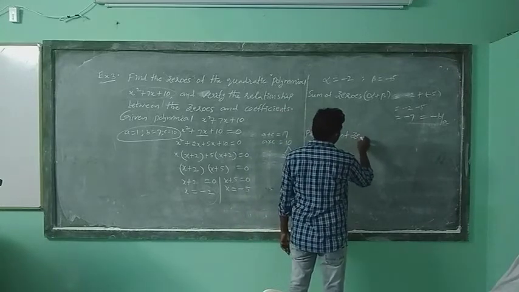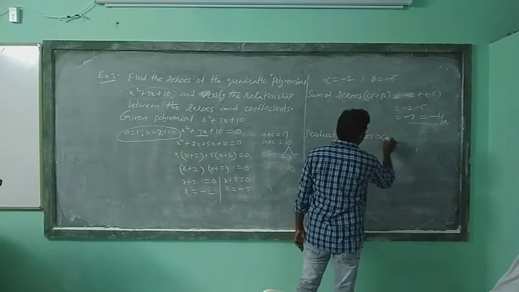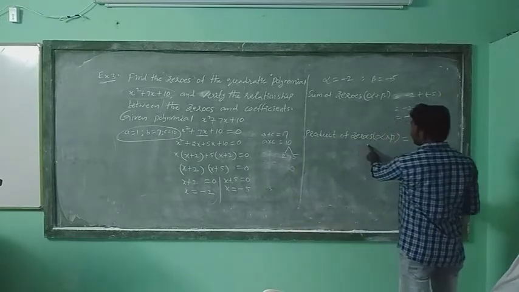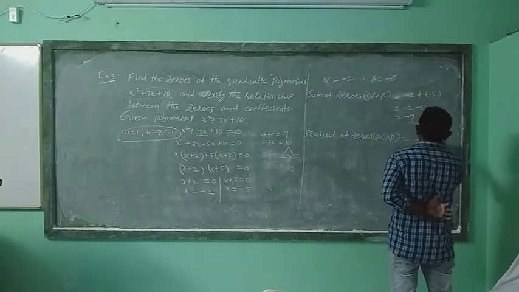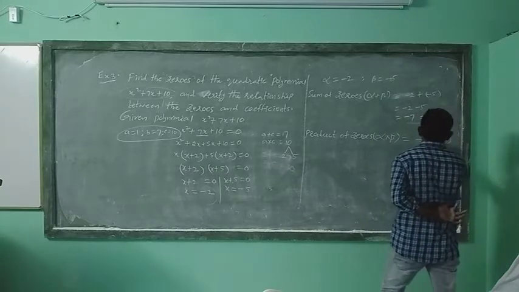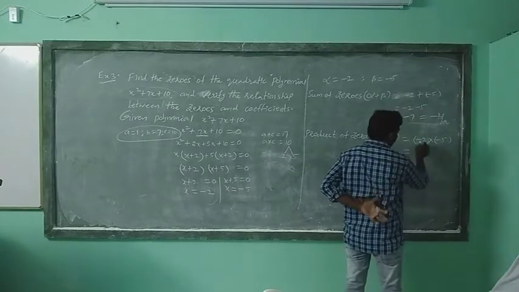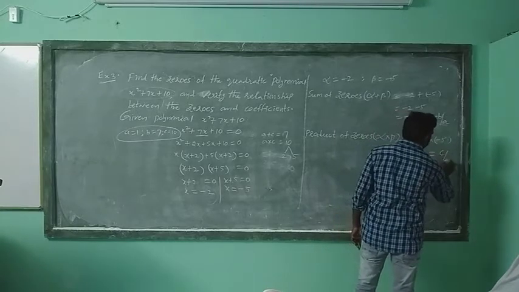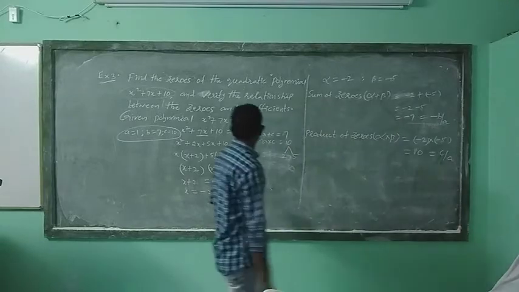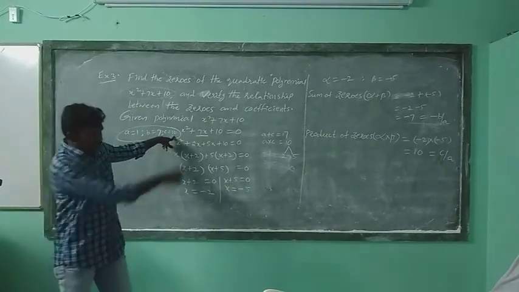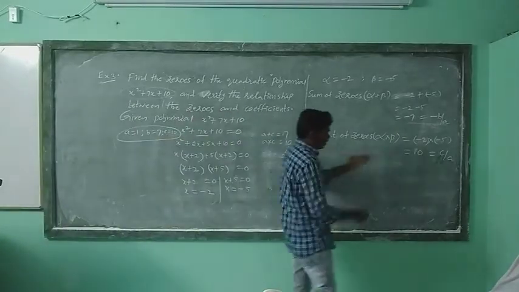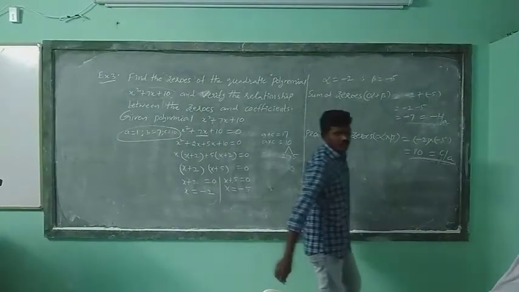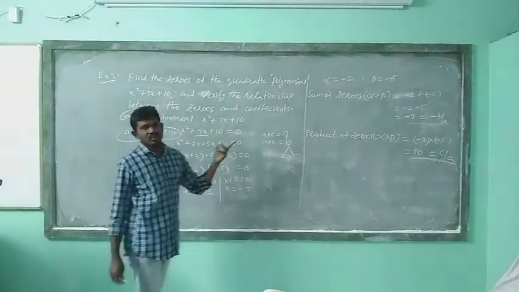Next, product of zeros, alpha into beta. Alpha value minus 2, beta value minus 5. So minus into minus is plus, 2 times 5 is 10. Now this is c by a. Here c value 10, a value 1, so 10 by 1 equals 10. Now these two are equal. Now that is verified.